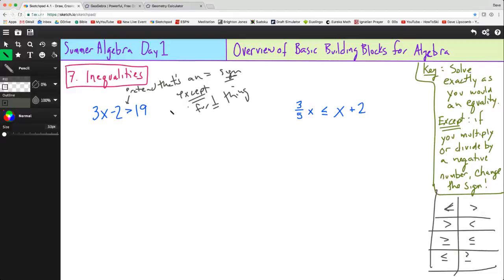So let's do it. So we're just going to pretend this is an equal sign. And what would we do? We would add 2 to both sides. So we'd get 3x is greater than 21. And now we're going to divide both sides by 3. x is greater than 7.